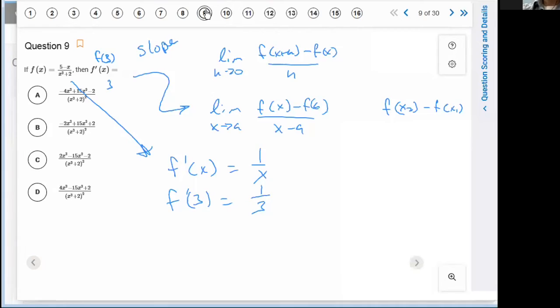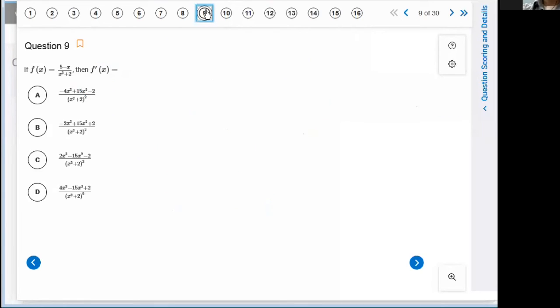Okay, this next question, if you look at it, it's just, take the derivative. You see a quotient, so you just have to remember to do quotient rule.